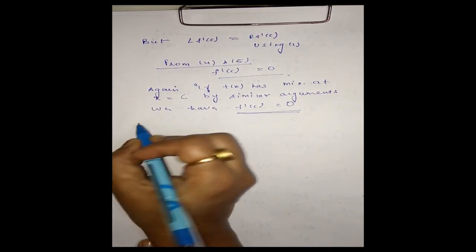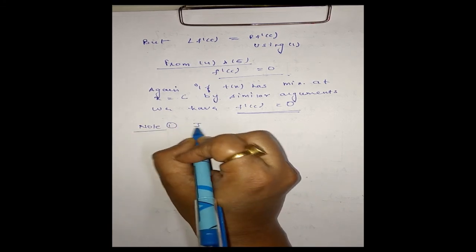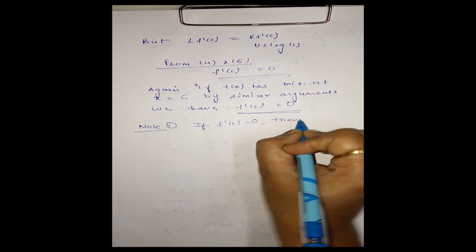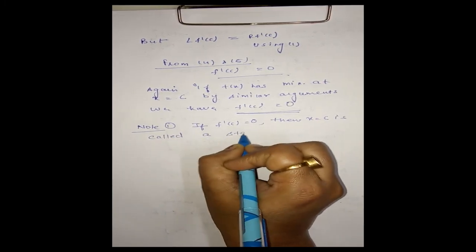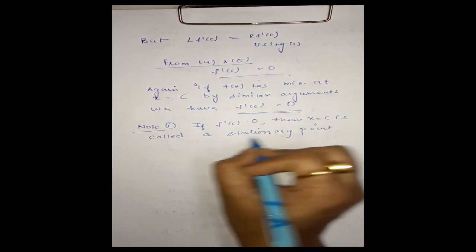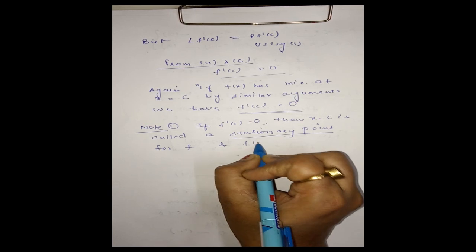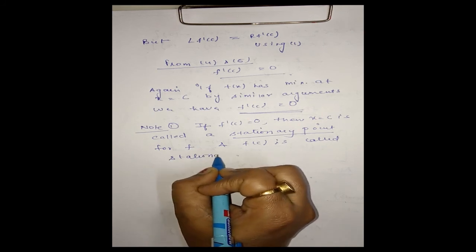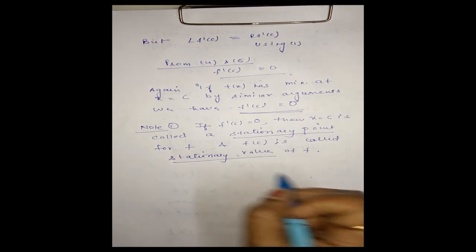Now from this we note that first, if f'(c) is equal to 0, then x is equal to c is called a stationary point for f, and f(c) is called the stationary value of f.